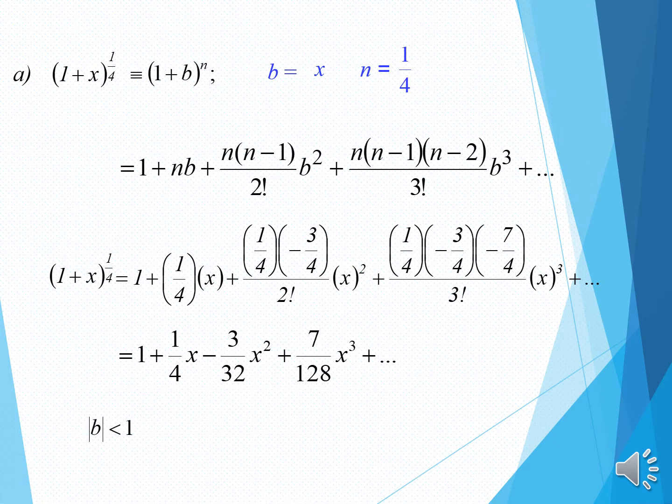The expansion is valid for modulus b less than 1. Since b is equals to x, so modulus x less than 1. To open the absolute value symbol, the answer is negative 1 less than x less than 1.